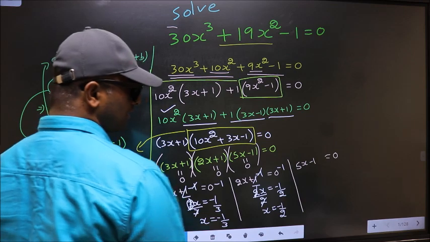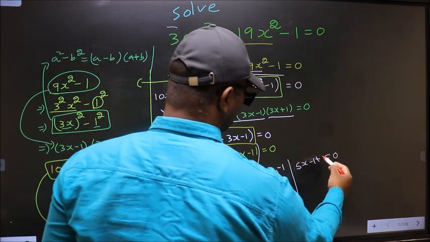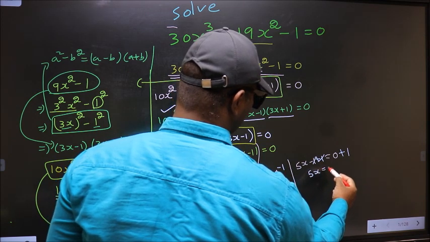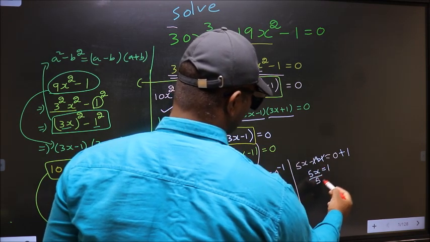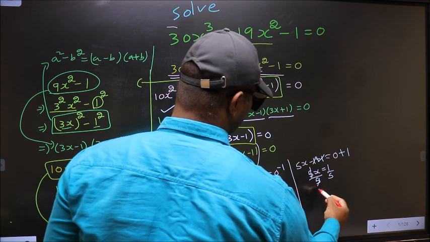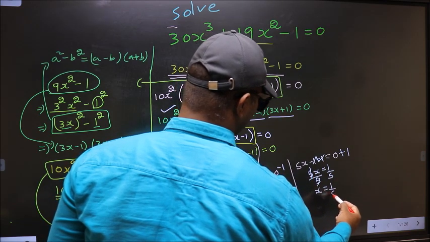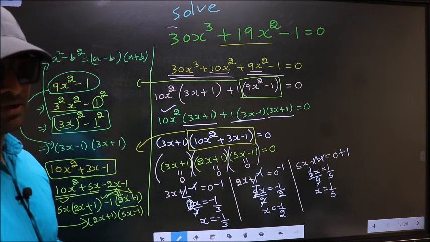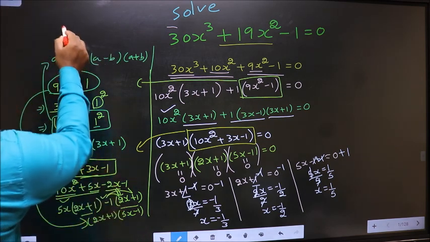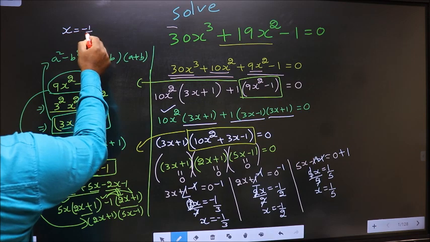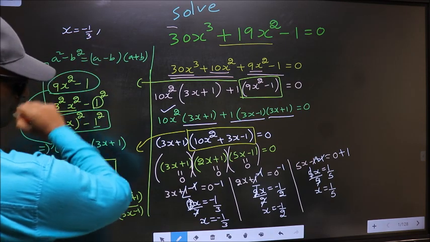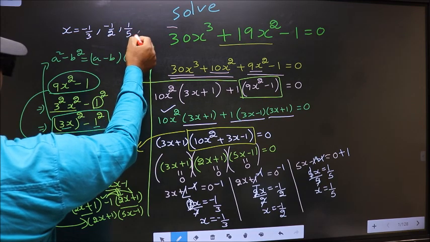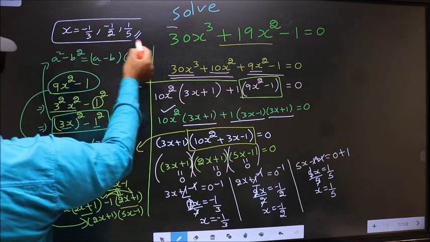Now here first we should remove −1, so you add 1. You get 5x = 1. Now we should remove 5, so divide by 5. So we get x = 1/5. So the x values that we got are −1/3, −1/2 and 1/5. This is our answer.